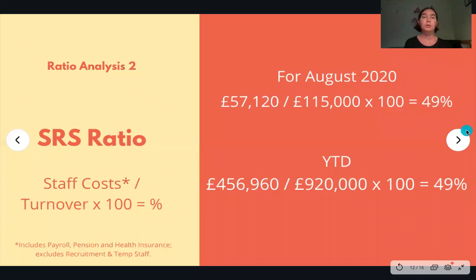Right, my next ratio I'm going to take you through is called the SRS ratio, and it is my staff costs divided by my turnover times 100. In this example, I've used my payroll, pension and health insurance numbers, but I haven't included my temporary staff and my recruitment. You can include those, but if you do, just make sure you're consistent. For me, you can see that my ratio is sitting at 49%.